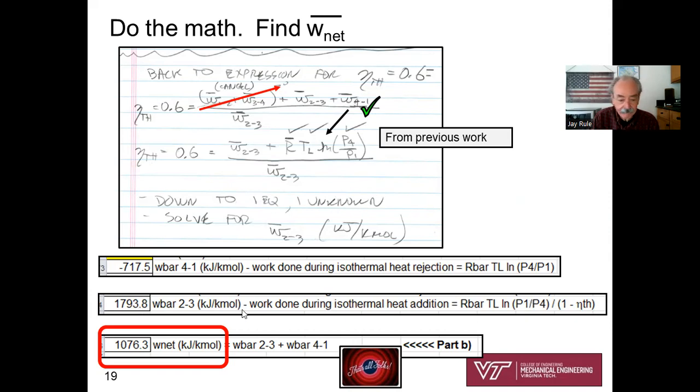In my numerical work, calculator work, which I do in Excel, you can see that I've got a numerical value for W bar from 2 to 3 of 1793.8 kilojoules per kilomole. All that's left is to add these two numerical values together to get 1076.3 kilojoules per kilomole net work W bar. And that's part B. I was happy to get to the end of the problem.